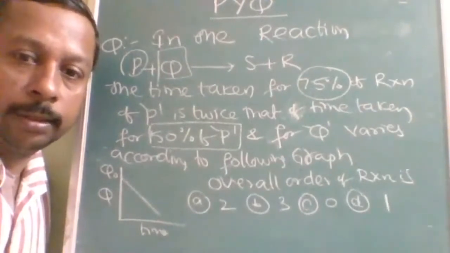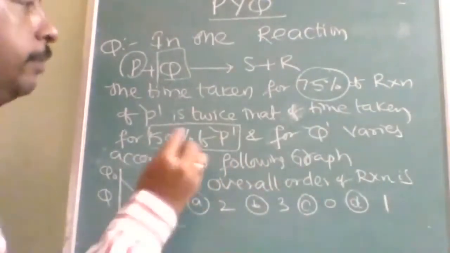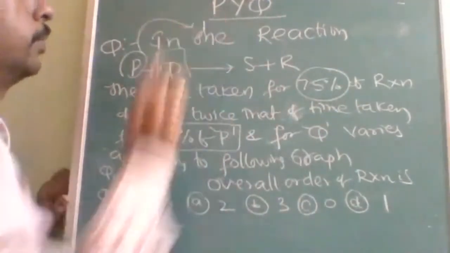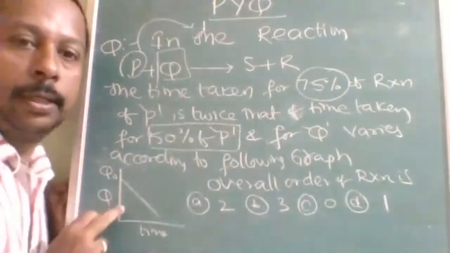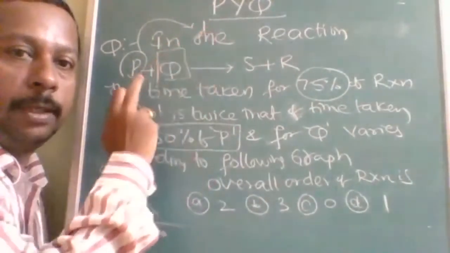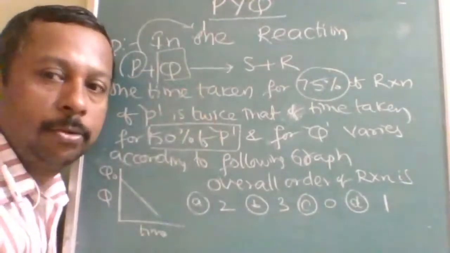You can tell me. According to this, 75% time is twice the 50% time. That means it is a first order reaction. With respect to P, what is the order of reaction? It is a first order reaction with respect to P.